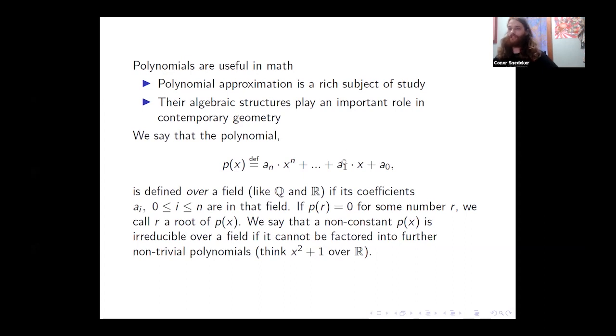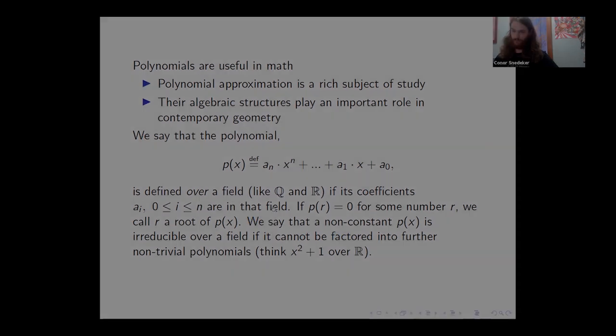It is a finite sum of terms. Some of the factors are variables, and we say that this polynomial is defined over a field if all of the A terms are in that field. I have a general question.